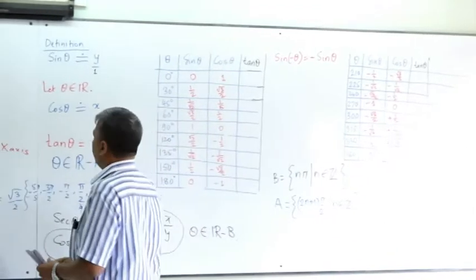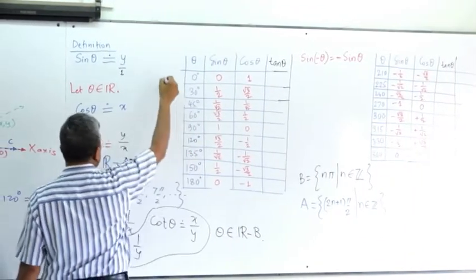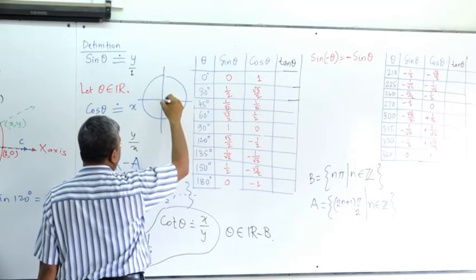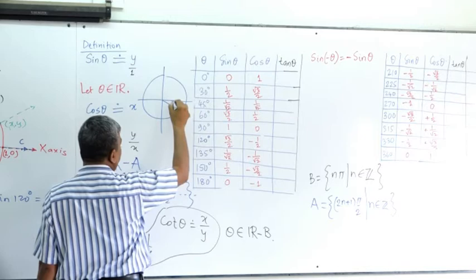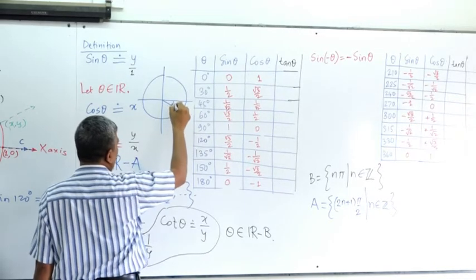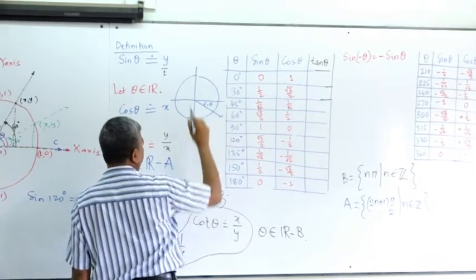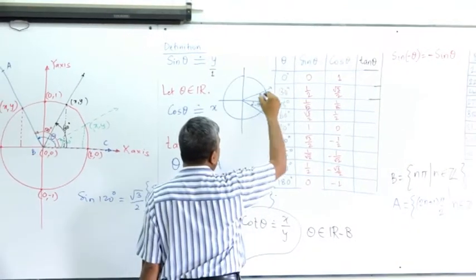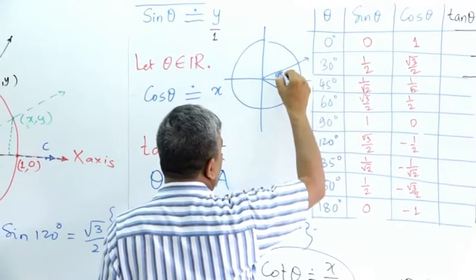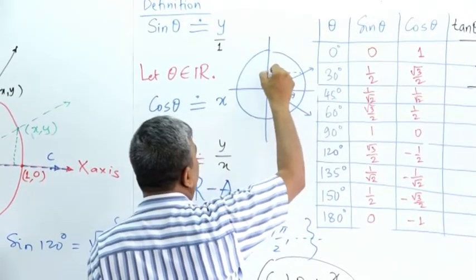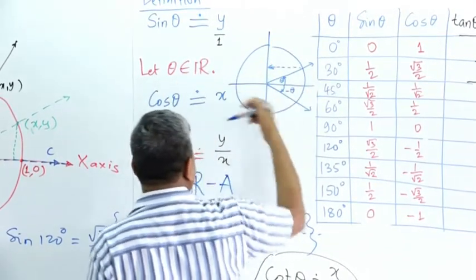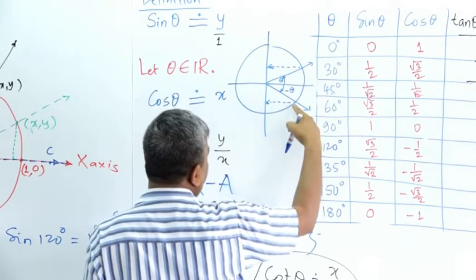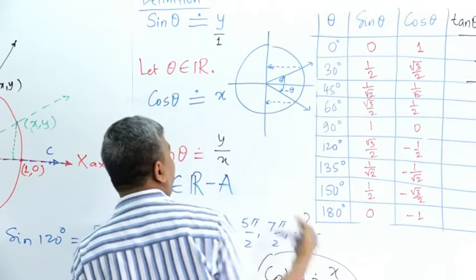So let us consider the unit circle. Theta is the measure of an angle, and minus theta is measured in the clockwise direction. Therefore, this is the minus theta measure and this is the theta measure. Now we are comparing their y values, so we are looking at the y-axis. I am standing here and looking at the y-axis.